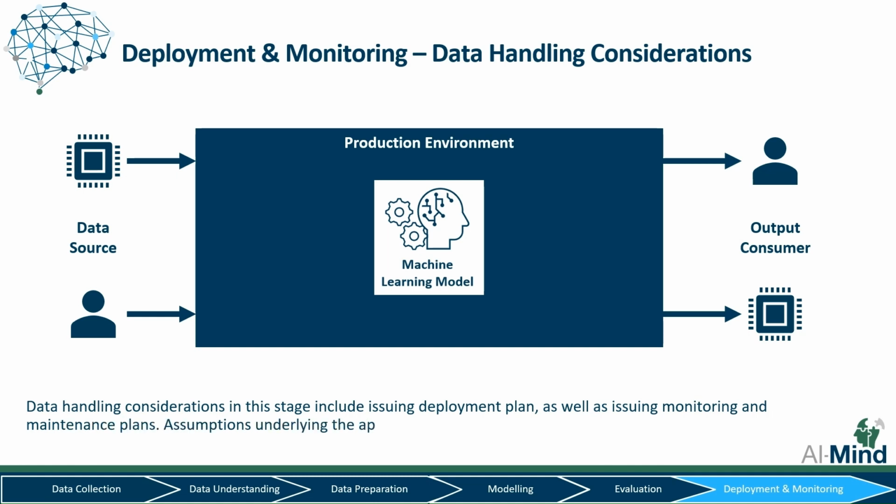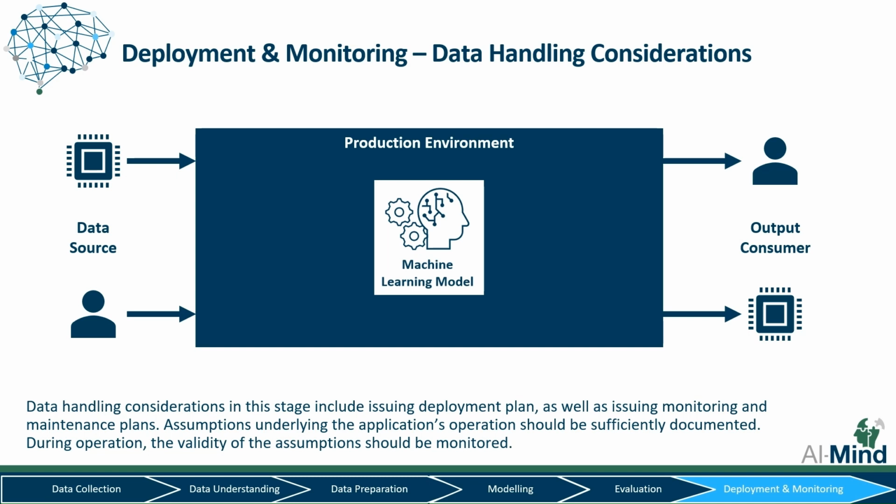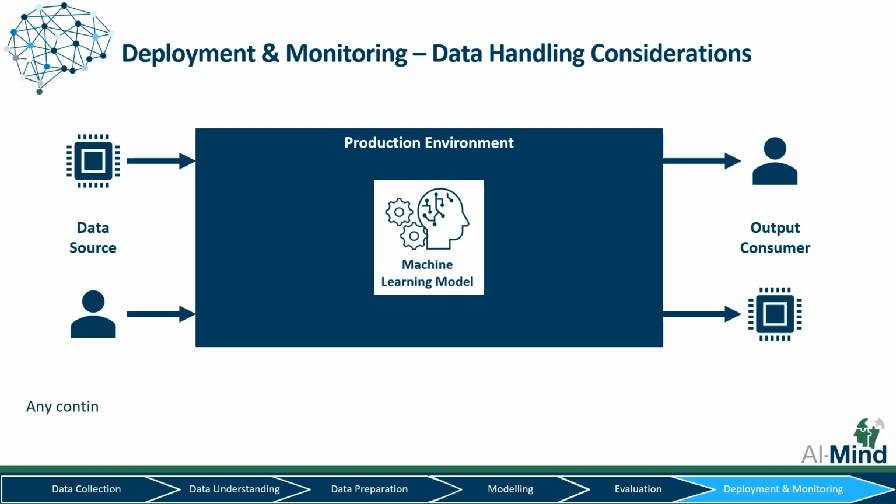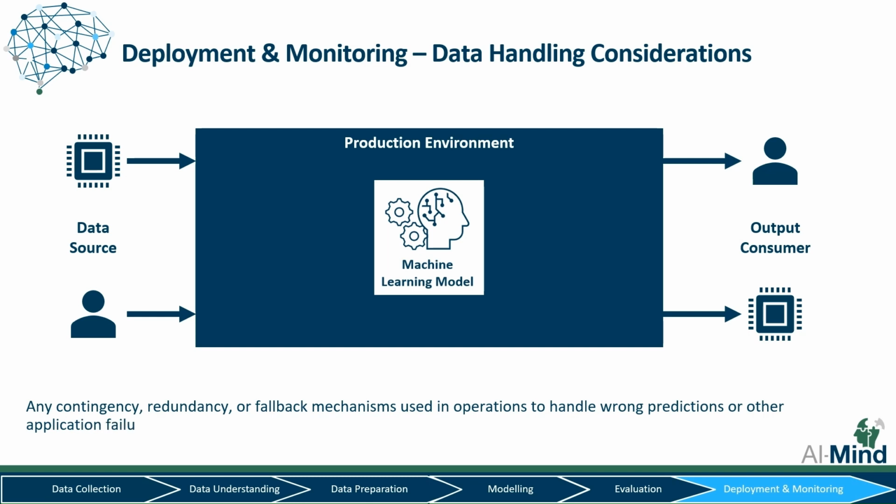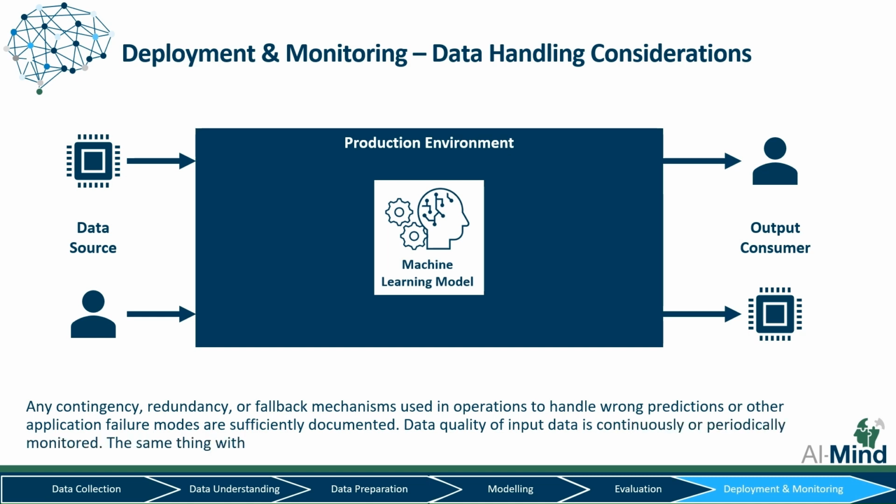Assumptions underlying the application's operation should be sufficiently documented. During operation, the validity of the assumption should be monitored. Any contingency, redundancy, or fallback mechanism used in operations to handle wrong predictions or other application failure modes are sufficiently documented. Data quality of input data is continuously or periodically monitored. The same thing with performance of the machine learning application.